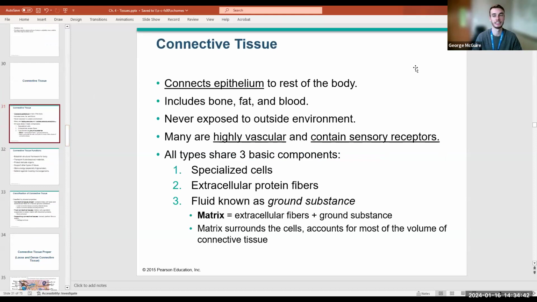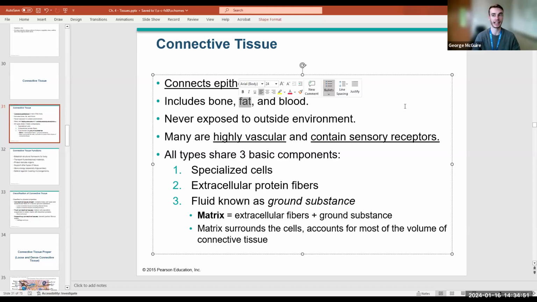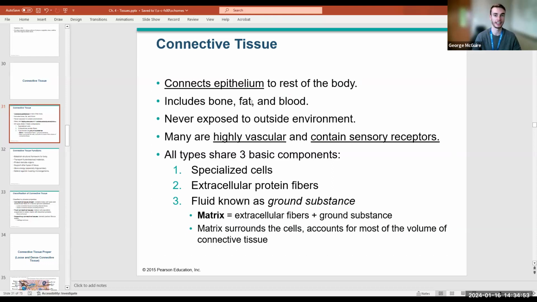So it's connective tissue. Again, this is what is connecting epithelium to the rest of the body, not only including bone, cartilage, and blood, as I was saying before, but also fat. Our adipose tissue is a connective tissue. This is never exposed to the internal environment, so it's always between the epithelium and the underlying tissue.